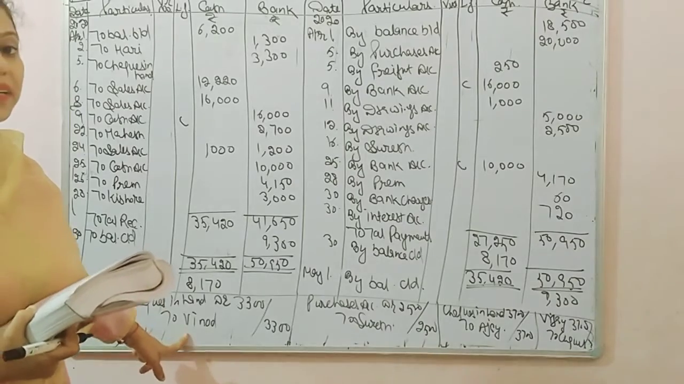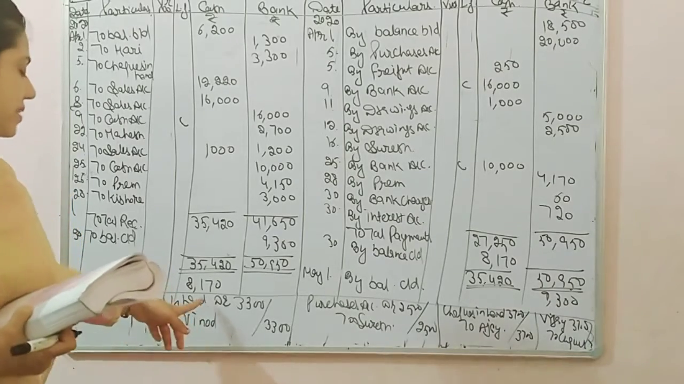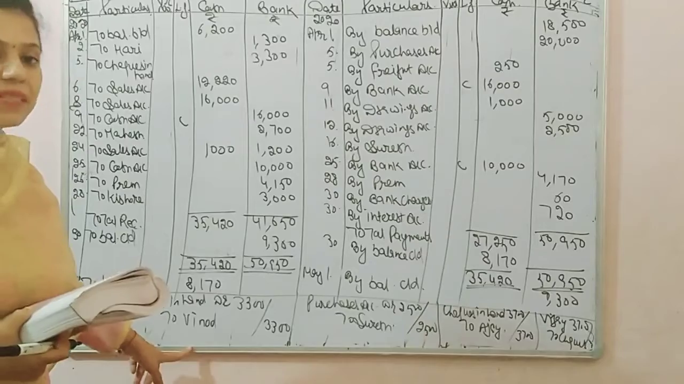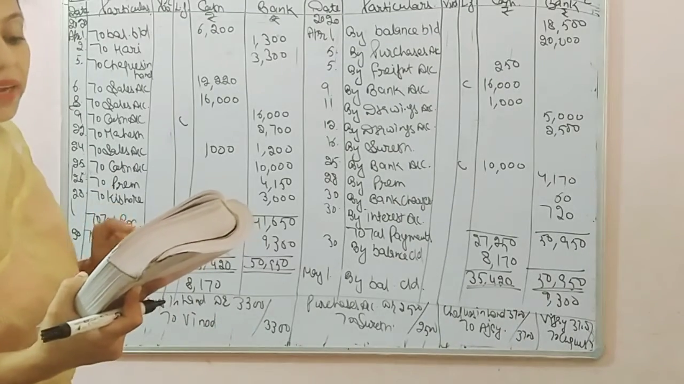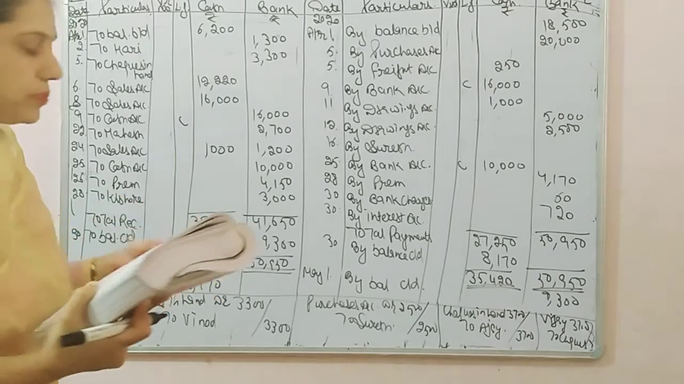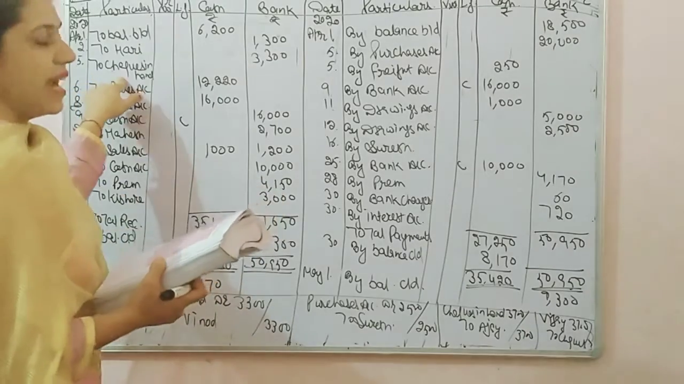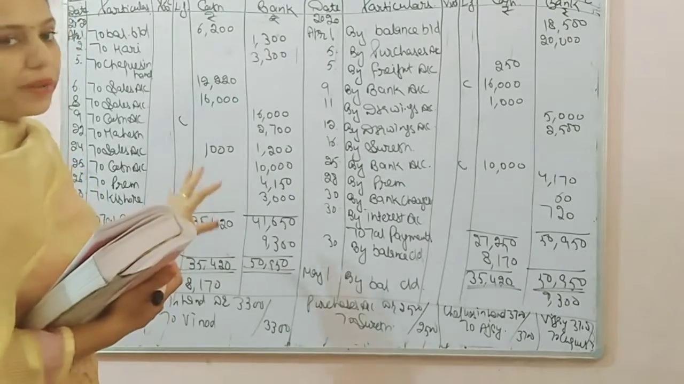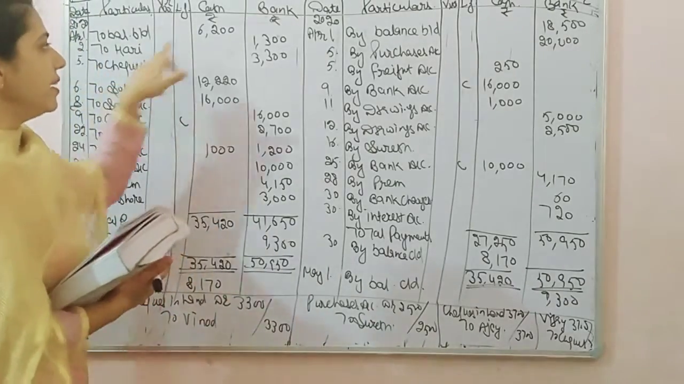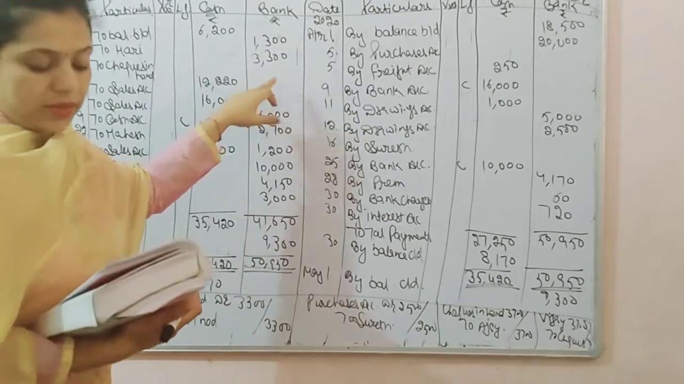What will be the journal entry when you receive the check? Checks in hand to the person, that means to Vinod. Fifth date, this check was deposited into bank. So to checks in hand. What you have deposited into bank? Checks. Now Vinod is not there. So to checks in hand and bank balance is increased.